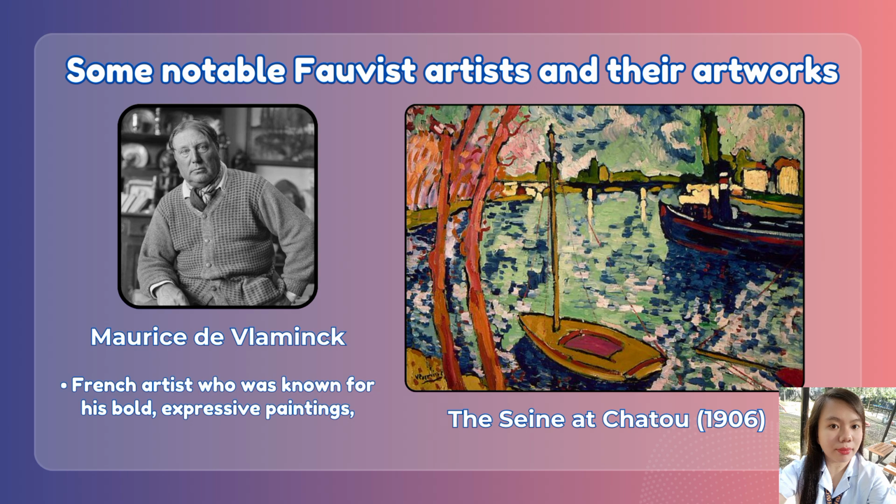Vlaminck's works, including the scene at Chatou, showcase his ability to capture the essence of a scene through color and form rather than focusing on realistic details. This approach was a hallmark of Fauvism, which sought to evoke emotional responses through the use of intense, non-naturalistic colors.